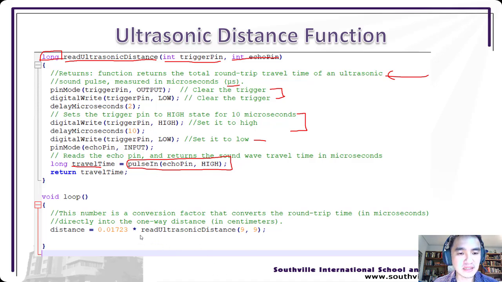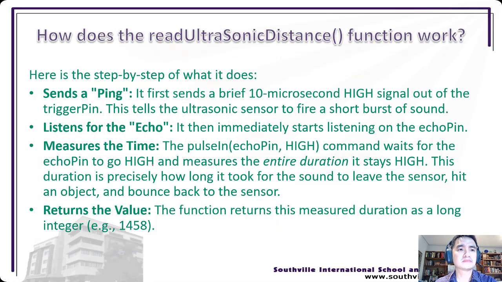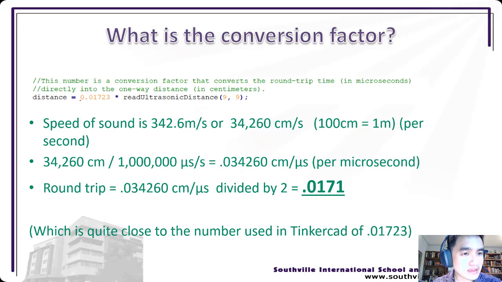Next, we take how long it took in microseconds and multiply it by this number to get the distance in centimeters. So how did we get this number, 0.01723? I'll explain that in a bit. So this is how the function works. It sends a ping for 10 microseconds. It listens to the echo. It measures the time. The pulse in echo pin high will just wait for the sound wave to come back, and then it returns that value in microseconds. So next thing is, how did we get this number?